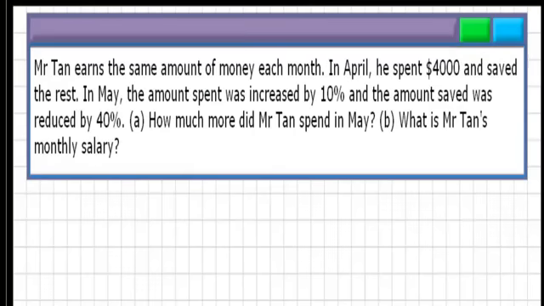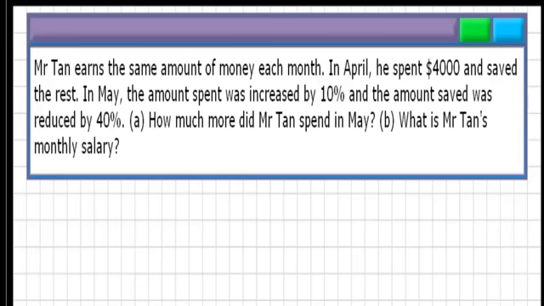Hello, this is another P6 question on money and percentage. Mr. Tan earns the same amount of money each month. In April, he spent 4,000 and saved the rest. In May, the amount spent was increased by 10% and the amount saved was reduced by 40%.